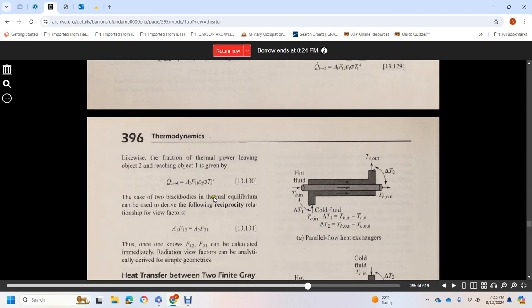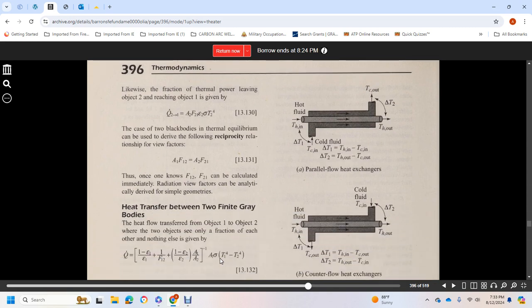For two black bodies in thermal equilibrium, the following reciprocity relationship can be derived: the view factors satisfy A1 F12 equals A2 F21. Once one is known, F12 and F21 can be calculated immediately. Radiation view factors can be analytically derived for simple geometries.